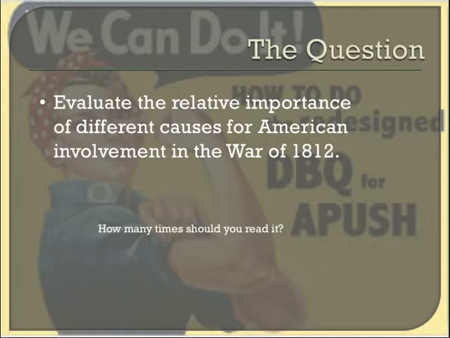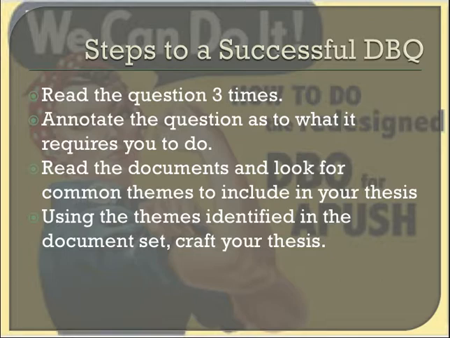Okay, so let's talk about the steps to writing a successful DBQ, and then we'll come back to the question in a second. So you're going to read the question 3 times, you're going to annotate the question as to what it requires you to do, and then you're going to read the documents and look for common themes to include in your thesis. I suggest that you don't write your thesis until you read the documents, because the documents might send you in some sort of direction. This isn't a manifesto, it's not a place for you to make political arguments. Rather, you should decide what you want to write based on the documents because they're giving them to you for a reason.